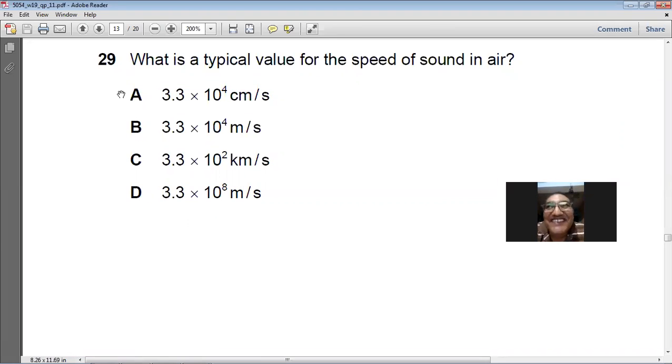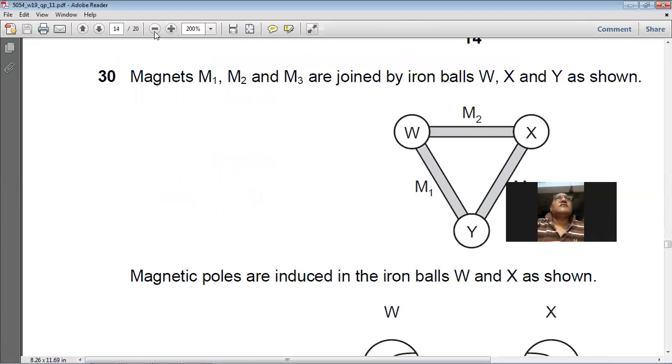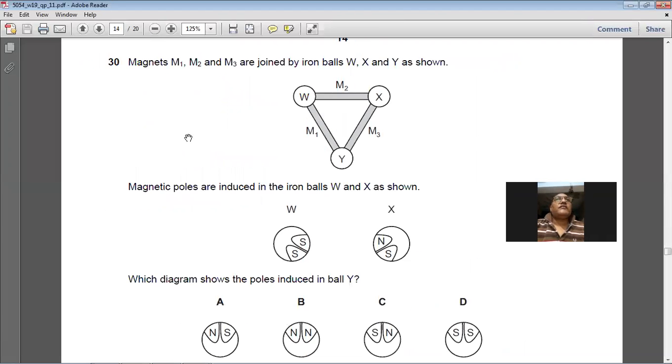It's a tricky question. Very famous concept, which normally all our students know, but by converting the unit, he had made it tricky. 3.3 × 10^4 centimeter per second. It's a new question also. So 29, A looks the right option, sir. It's a brand new question. I have never seen this question before. It's a brand new question in the MCQs of your O levels.